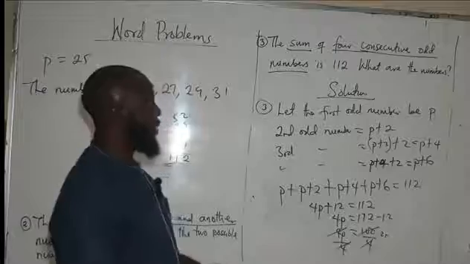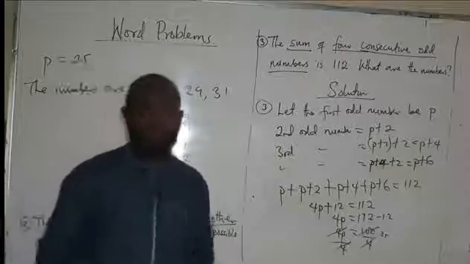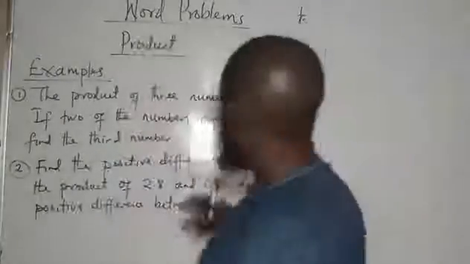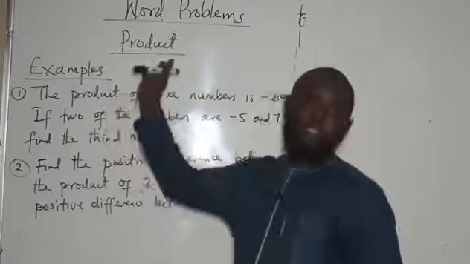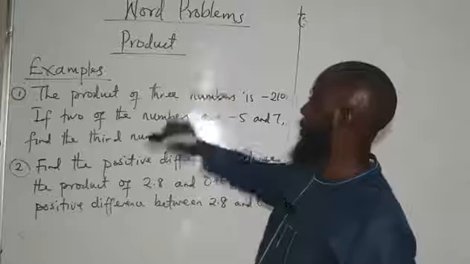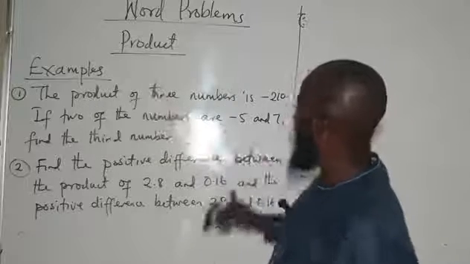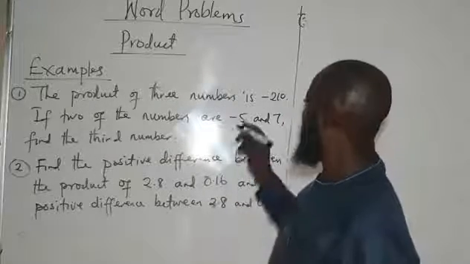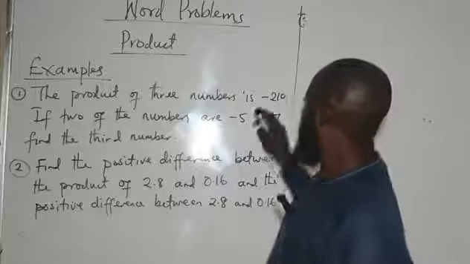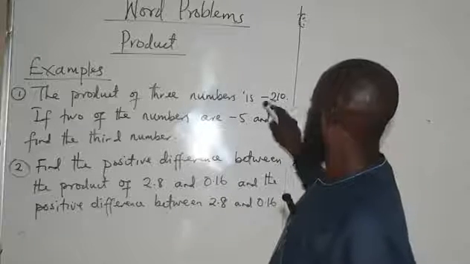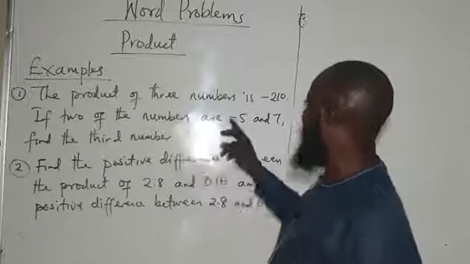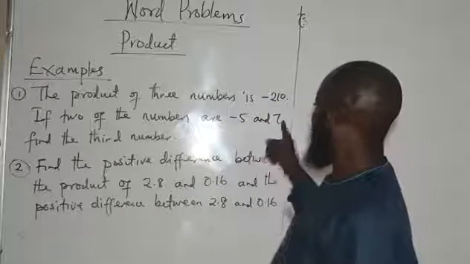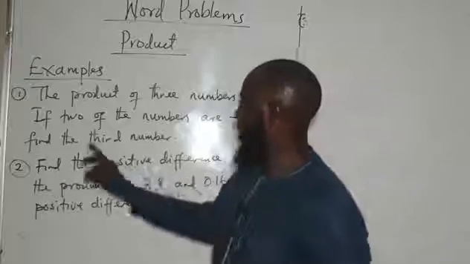So then we move to our products now. Let's move to products. This one is on products. So the product examples, I've explained what products means. The product of three numbers is minus 210. If two of the numbers are minus 5 and 7, find the third number.